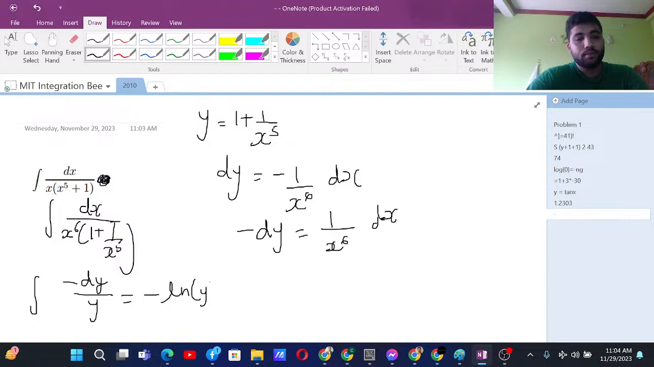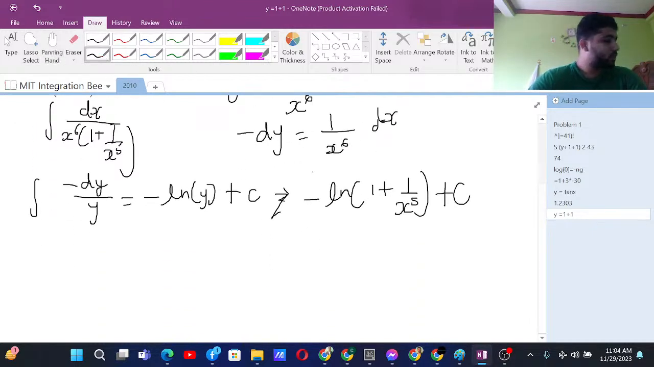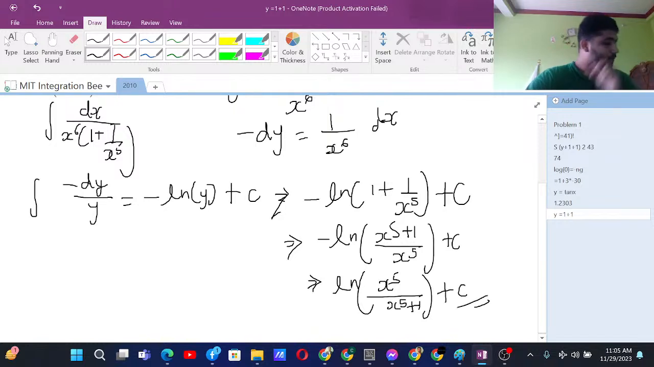This is just ln of y plus c, and y is minus ln of 1 plus 1 by x to the power 5, plus c. And now to remove the minus sign, we can do something like this. We can first just take the LCM, x to the power 5 plus 1 by x to the power 5, and now we can just inverse this thing, and ln of x to the power 5 by x to the power 5 plus 1, plus c.